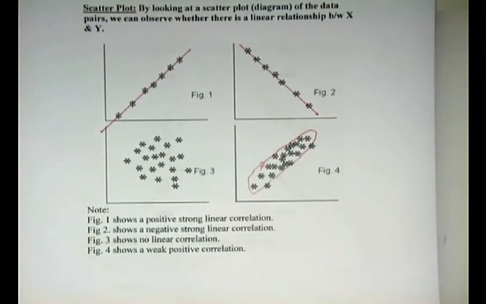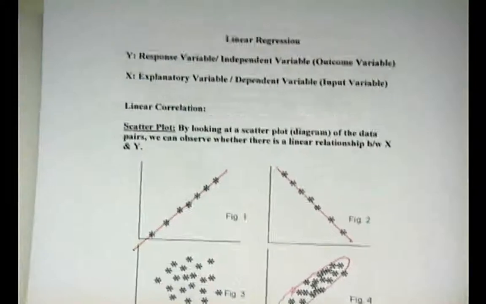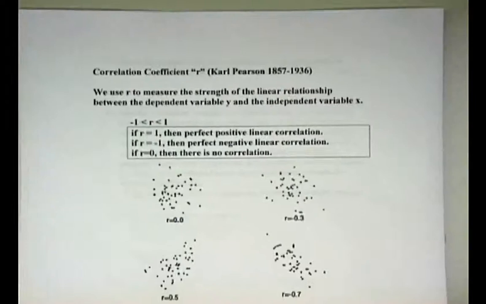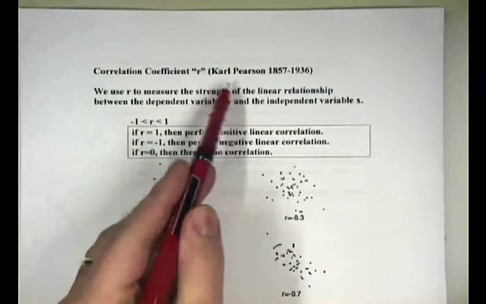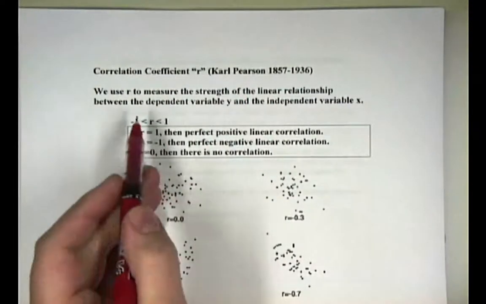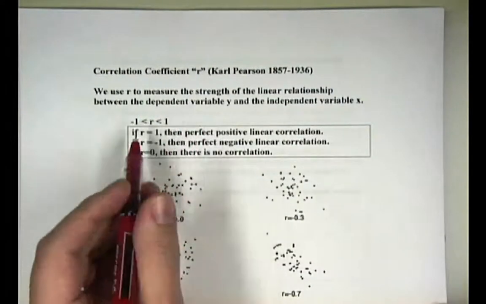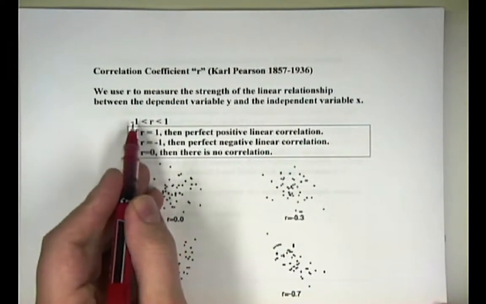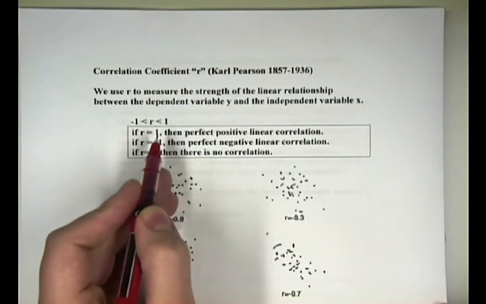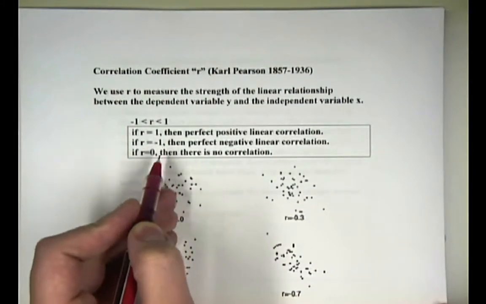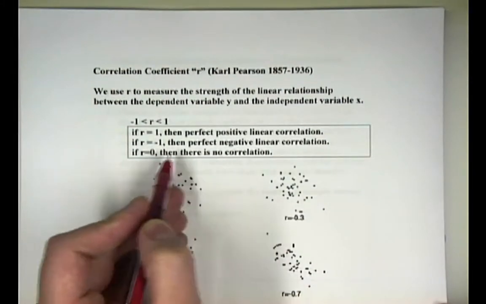So we, instead of just looking at the pictures, usually will look at a correlation coefficient, R. This was designed by Carl Pearson. Now we use R to measure the strength of the relationships. R will always be between -1 and 1. If R is 1, then there is a perfect positive linear correlation. If R is -1, then there is a perfect negative linear correlation. And if R is 0, then there is no correlation.